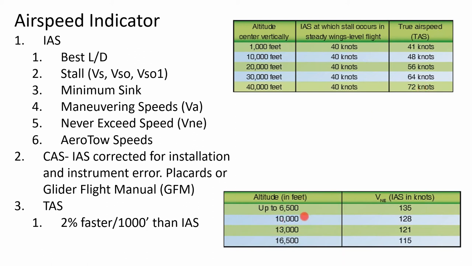And then here's another example down here for your VNE, which is your never exceed speed. At 6,500 feet it's 135 knots, and then you go up to 16,500, it's 115 knots. I was calculating the speeds the other night for Big Orange, because its VNE is 98 and maneuvering speed is 65. So, I mean, you get up to 10,000, 16,000, its window closes real quick.